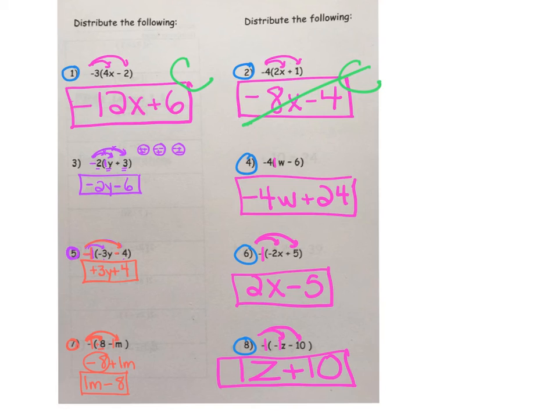Number 4, you should have gotten negative 4w plus 24. For number 6, you should have gotten 2x minus 5. And for number 8, you should have gotten 1z plus 10, or a single z plus 10. Either way is correct. Give yourself a C.